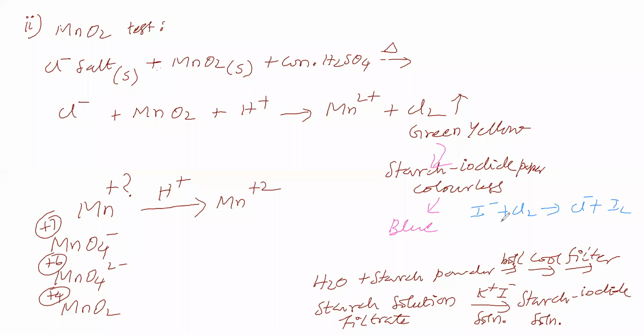Now this starch is a polymer. The polymer is present in the form of a spiral ring. Inside the spiral ring, an empty gap will be there. Iodine occupies the empty gap. Therefore, it is called starch iodine complex. It has blue color. So we will get blue color. This is a MnO2 test.